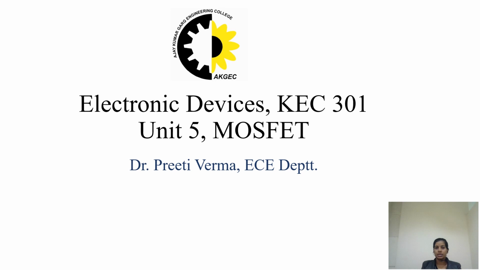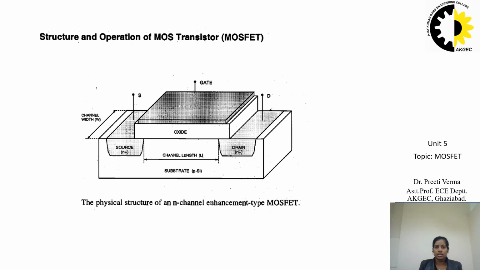and we have also seen the basic structure of MOSFET, that is metal oxide semiconductor field effect transistor. So this is the structure, that is the cross-sectional view of enhancement type MOSFET. In the previous video, I told that we have different types of the MOSFET, that we have an enhancement type MOSFET and a depletion type MOSFET.